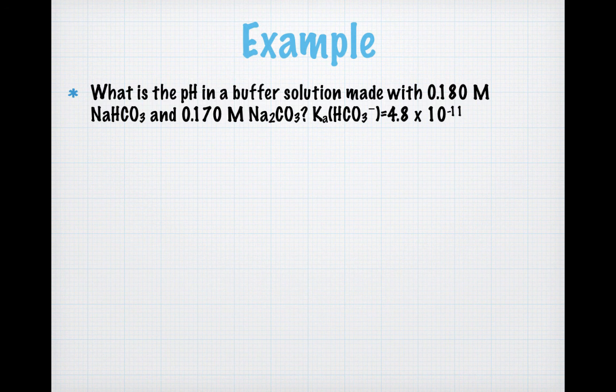Let's take a look at an example of how we use the Henderson-Hasselbalch equation. Here we want to know what the pH is of a buffer solution made with 0.18 molar sodium bicarbonate and 0.170 molar sodium carbonate, Na2CO3. And we're given the Ka of bicarbonate ion there at 4.8 times 10 to the minus 11.